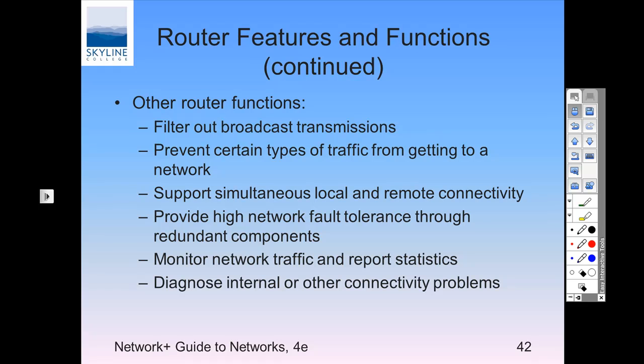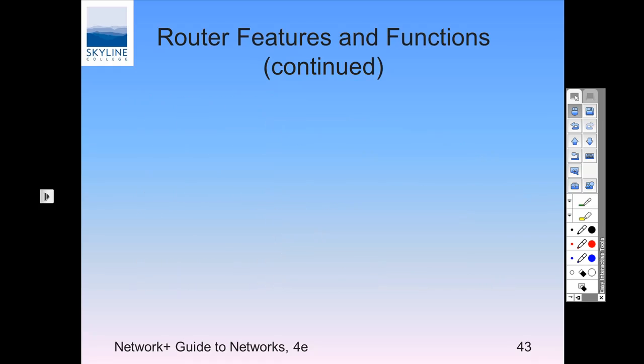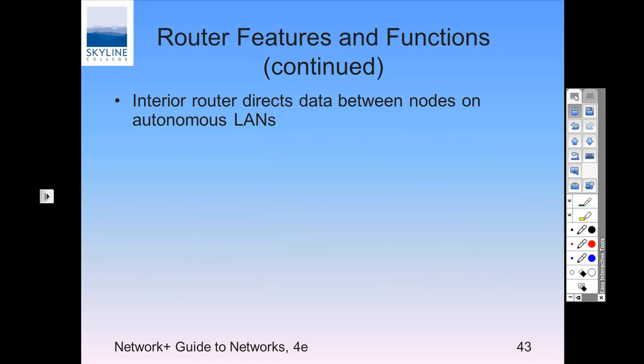Routers stop broadcasts and prevent certain types of traffic from entering the network. We can filter what goes through the router. We usually call it a filter router. You can actually configure one of these things, if you've got a smaller network, as a firewall, to where you filter out what you want. An interior router directs traffic data between nodes on an autonomous LAN.